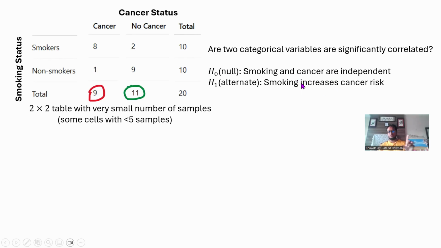In part one of this video series, I mentioned what a one-sided test and a two-sided test are. But if we just wrote that smoking and cancer risk are correlated, then that would be a two-sided test, right? But in this example, let's just look at the one-sided test case.